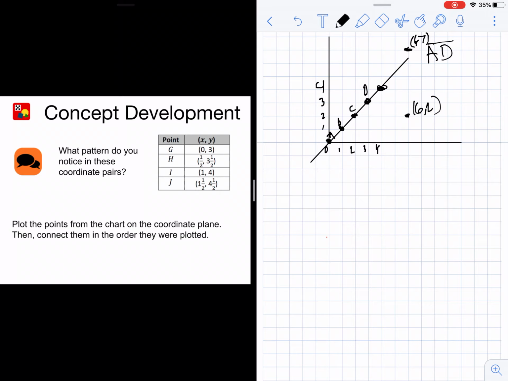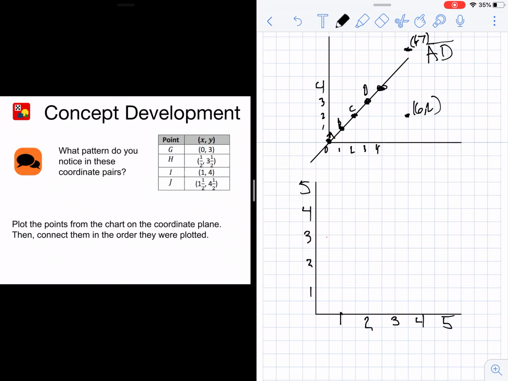So go ahead and get your chart. And since we're just using halves, we're going to skip every half. So we have 1, 2, 3, 4, 5, and 1, 2, 3, 4, and 5. So let's plot these points.